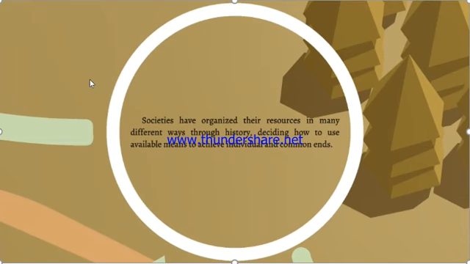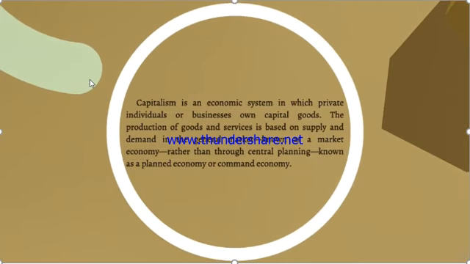Next, societies have organized their resources in many different ways through history, deciding how to use available means to achieve individual and common ends. Capitalism is an economic system in which private individuals or businesses own capital goods. The production of goods and services is based on supply and demand in the general market, known as a market economy, rather than through central planning, known as a planned economy or command economy.